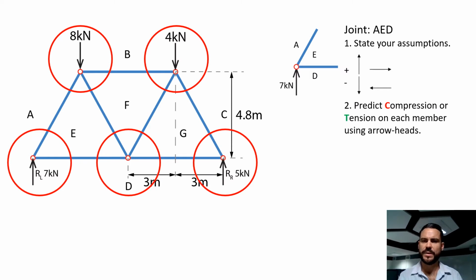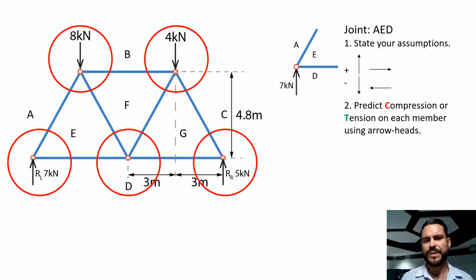Now, the next thing that you need to do is predict whether the member is going to be in compression or tension. And we use arrowheads to do this. Generally, if it's color-coded, you'll often see that it's red for compression and green for tension.